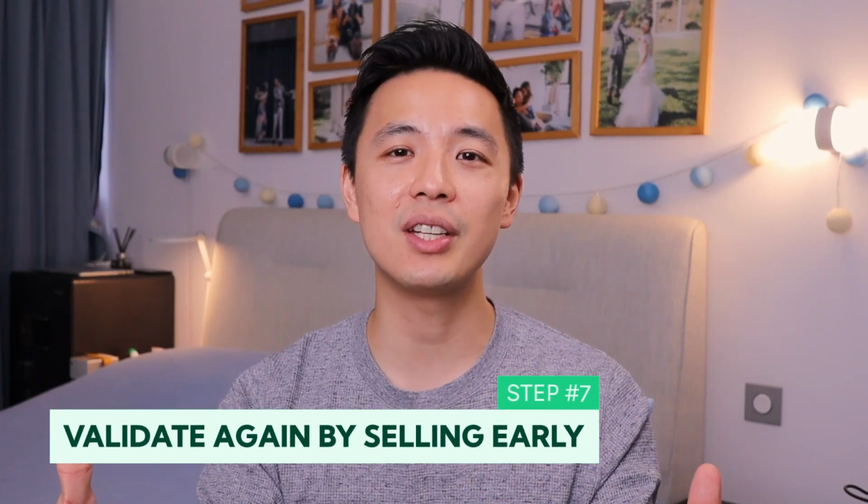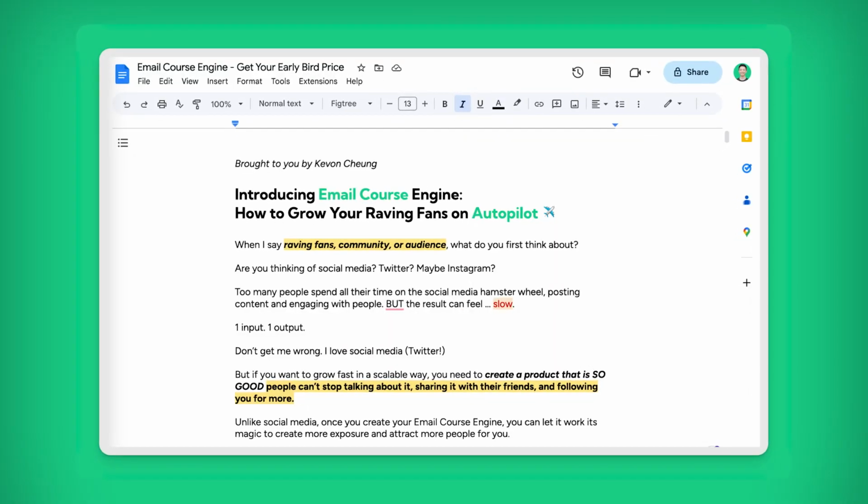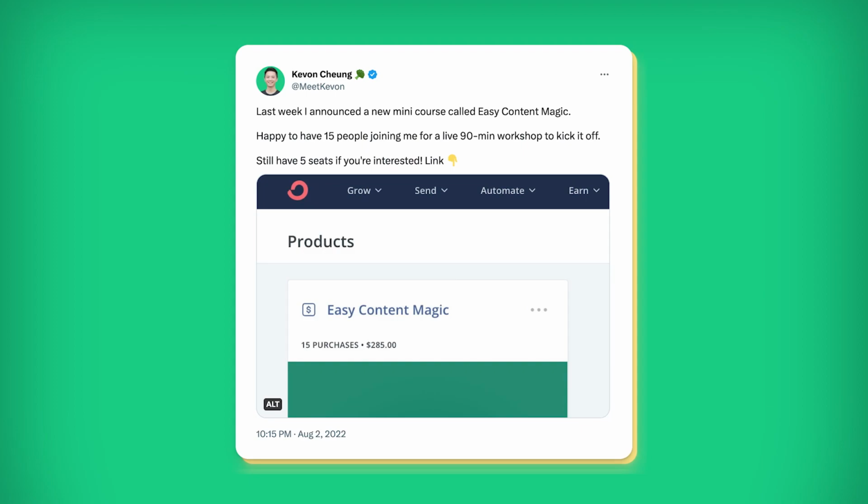Because point number 7 is validate again by selling early. So instead of building the course, I would actually build the landing page so that I can start selling. And in the meanwhile, I'll be building the course in public so that in those 4 weeks, it becomes my promotional period. I can build up the momentum for an amazing launch. So here's the time when you can be a bit creative about that pricing strategy.